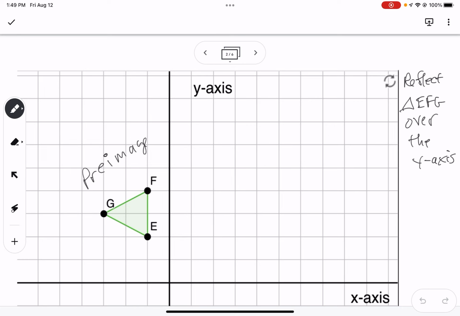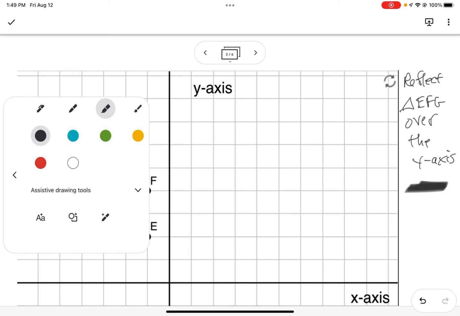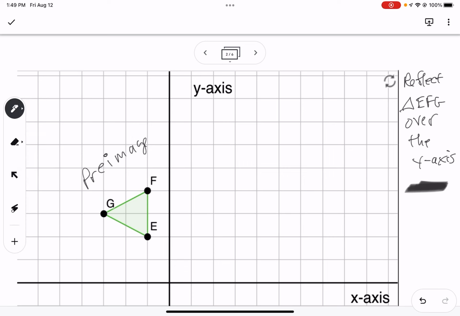We have a pre-image of triangle EFG, and we're being told that we need to reflect it over the y-axis. When you reflect, you are creating a mirror image or a flipped version of the pre-image. And this means that each point should be equidistant from the line of reflection. So if we're being asked to reflect over the y-axis, the pre-image and the image points should be equidistant from the y-axis. Let's take F for example.